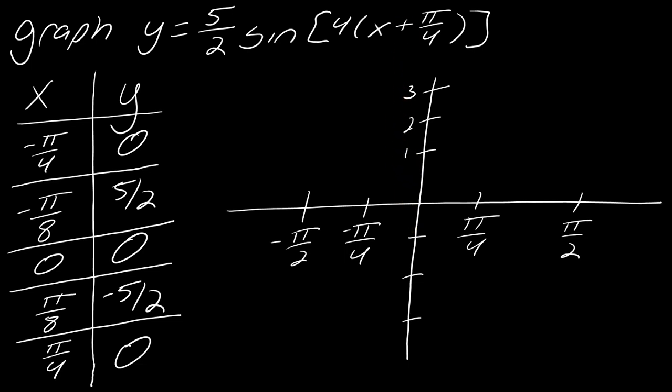And then if I start plotting my points here, so here's negative pi over 4. At negative pi over 8, that's right about here, I'm going to have 5 halves, so I'll set that there. And then I have 0, 0, and then I have negative pi over 8 and negative 5 over 2, and then I have pi over 4, 0. So now I've set enough points that I can continue this pattern.